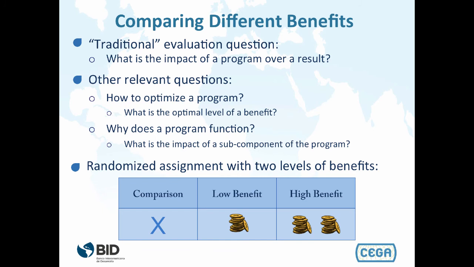If we go from low cash to high cash, do we get more than double the benefit? In that case, the high benefit would be more cost effective than the low benefit. If we go from the low benefit to the high benefit, but we get less than double the benefit, then the high benefit would be less cost effective than the low benefit.